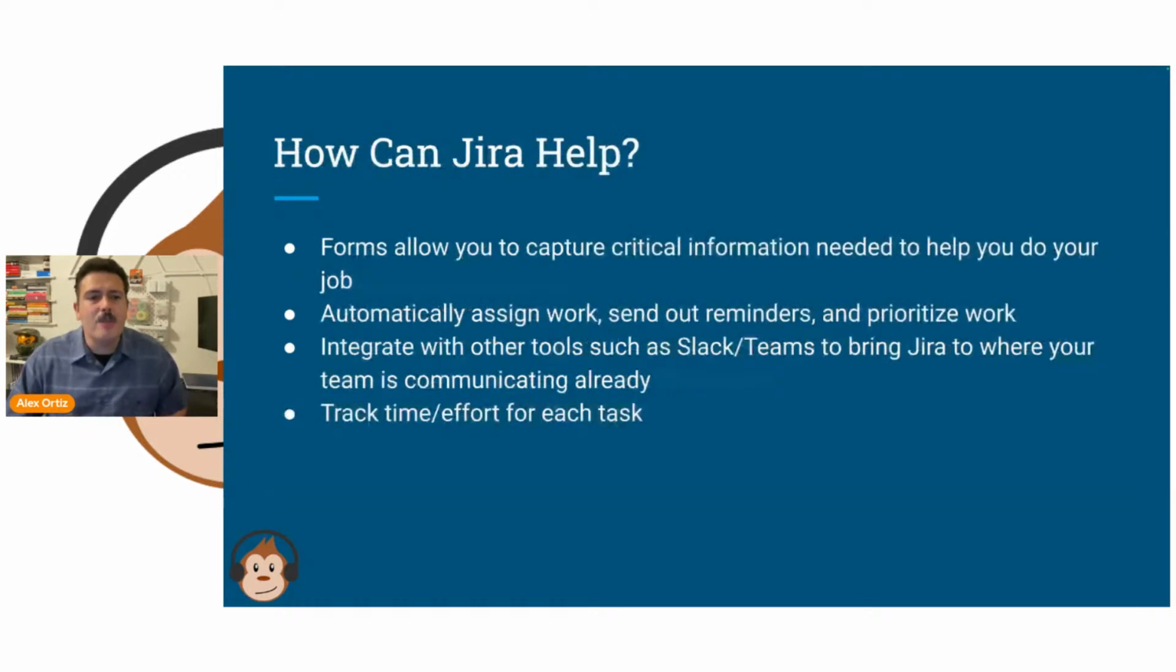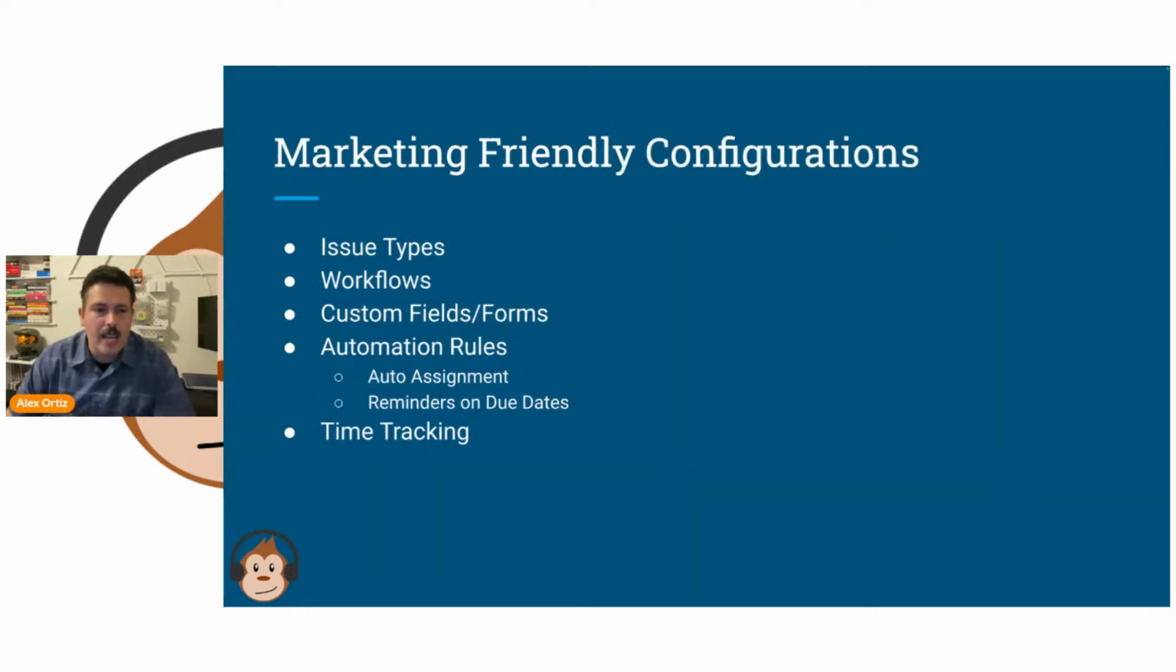So how can Jira help? We're going to talk about forms, which help us capture the critical information needed to do your job. We'll show you some automation rules that help you assign work, send out reminders, and prioritize work. We'll integrate with other tools such as Slack or Teams to bring Jira wherever you are. One of the priorities here is that you don't want Jira to get in the way. Jira just needs to naturally interweave with your daily work, so wherever you're at, Jira is going to be there. And then we'll talk about tracking time and effort for each task.